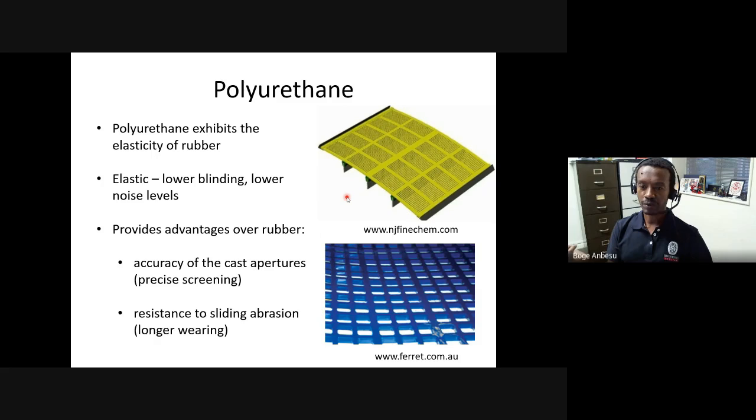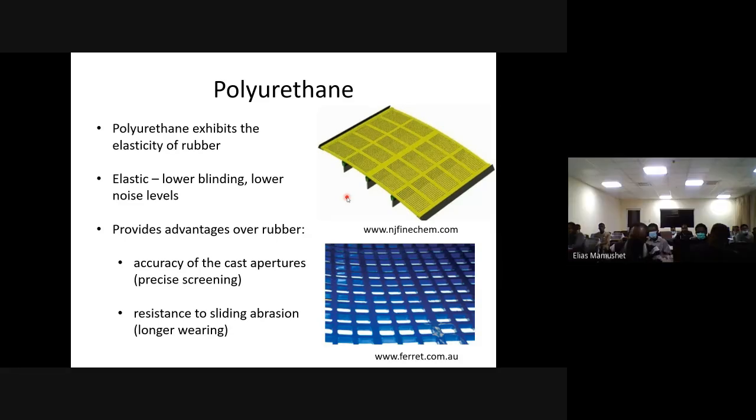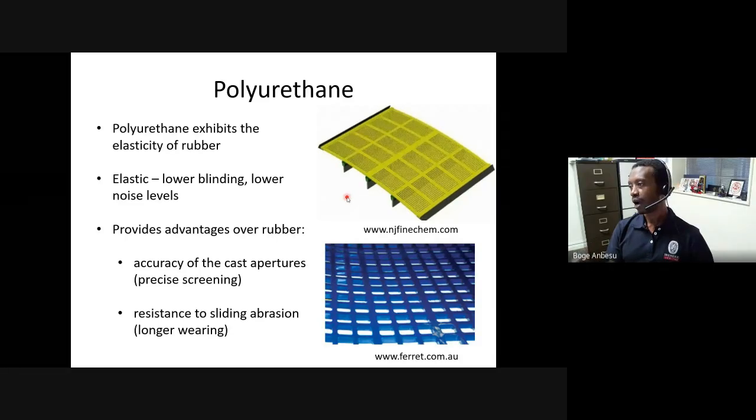Also, compared to rubber, for example, the openings can be accurately cut, which means you have precise screening happening on the surface as well. And of course, polyurethane is a lot more resistant to wear. So if you have abrasive material, it could be a lot more advantageous compared to any other screen. Of course, there are lower noise levels associated with it as well. So there are some advantages in using this kind of material for screening.